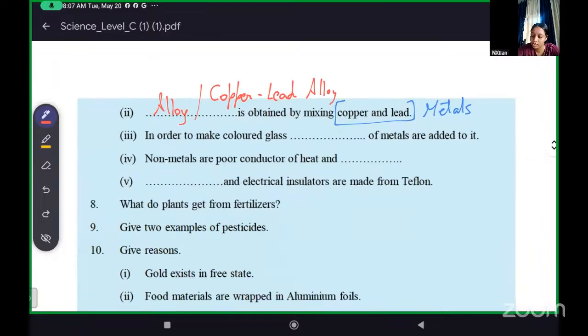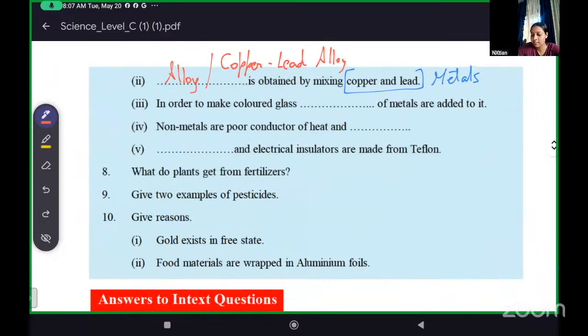Next one. In order to make colored glass, dash of metals are added to it. What of metals are added when we are making colored glass?